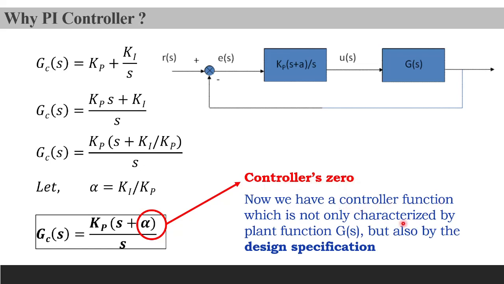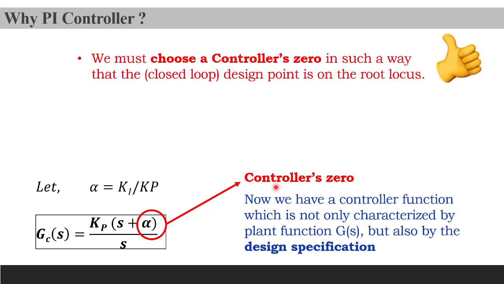So now we have a controller function which is characterized not only by the plant function but also by the design specification. This alpha tells us how to meet our design specification. We must choose the controller zero in such a way that the closed loop design point lies on the root locus. So we must choose this controller zero alpha value in such a way that the design point lies on the root locus.